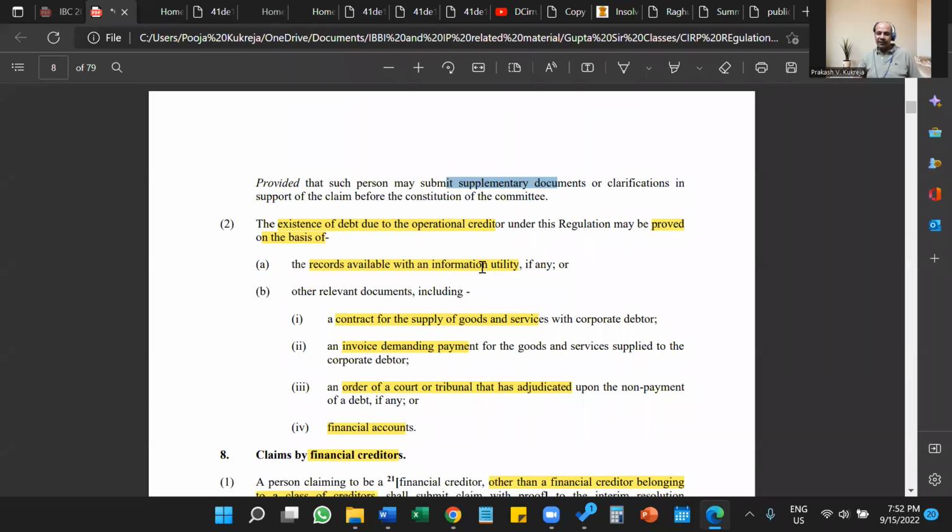Records available with the information utility. I hope by now you all would have a fair idea about what exactly an IU is, but this is a very important part of the overall IBC, one of its pillars, where now, at least for financial creditors, all the debt-related and default-related information goes to the IU, and that has to be verified. So if there is a record available with the IU, then it is accepted as a valid record.